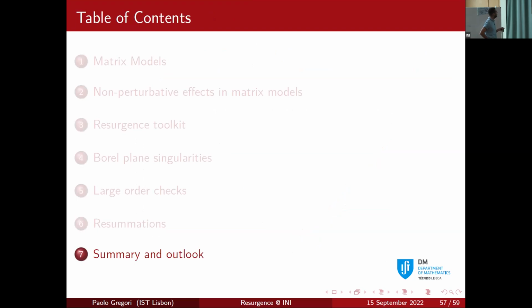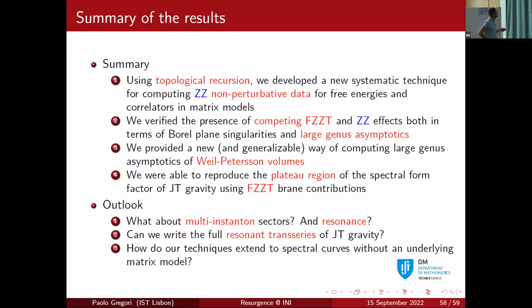Now, I've told you pretty much everything I wanted. I just want to summarize what I told you and give you some ideas for future research. So, using topological recursion, we have a very systematic way of computing non-perturbative effects in 2D gravitational theories, and in fact, in a much larger class of models. And this extends to free energies and correlators, which is, I think, the most non-trivial part of this construction.